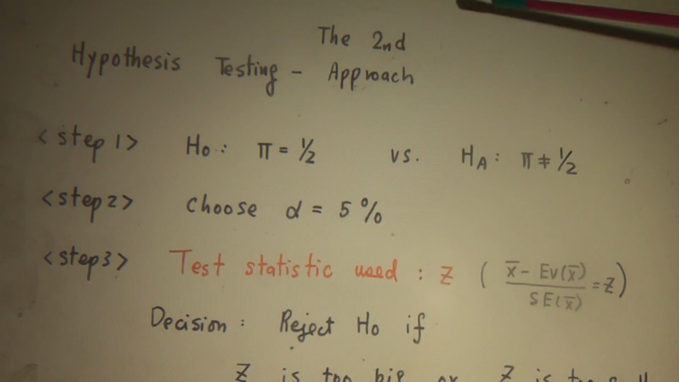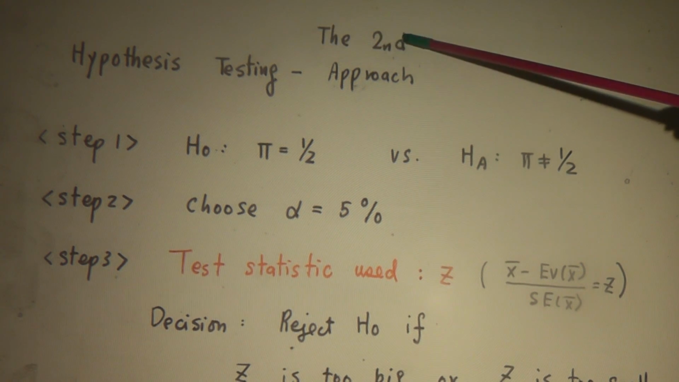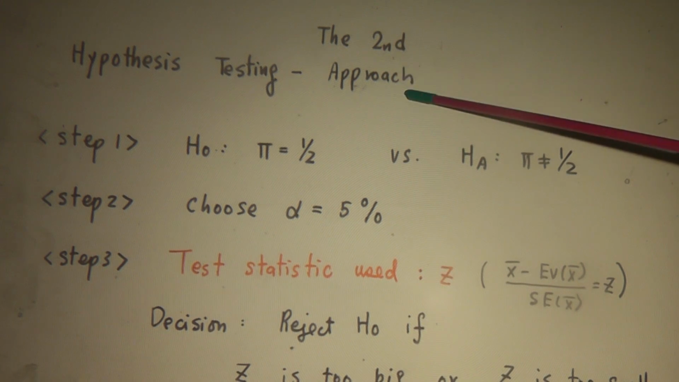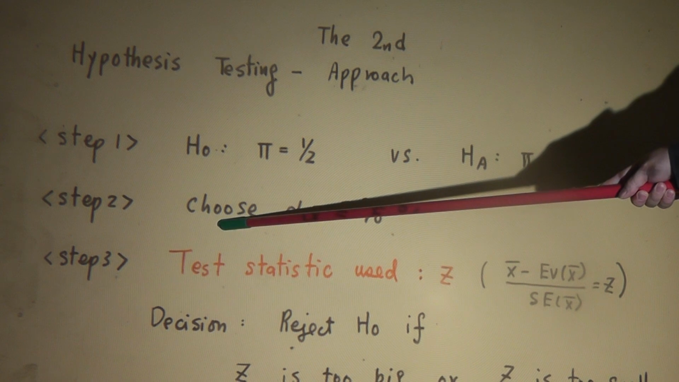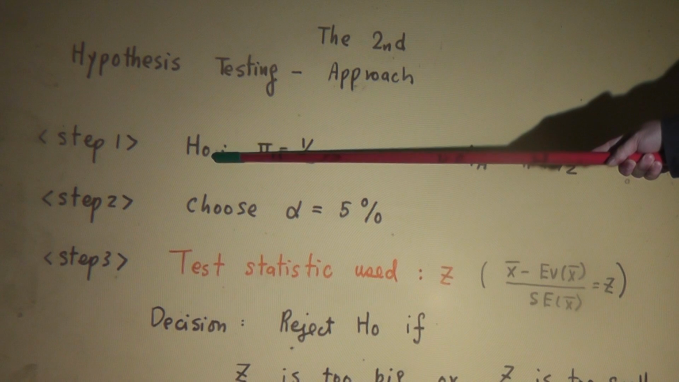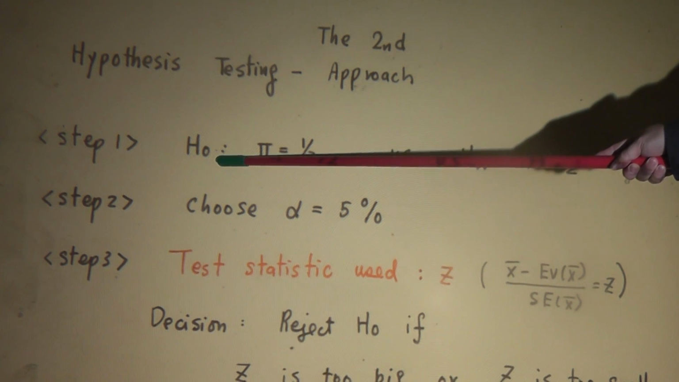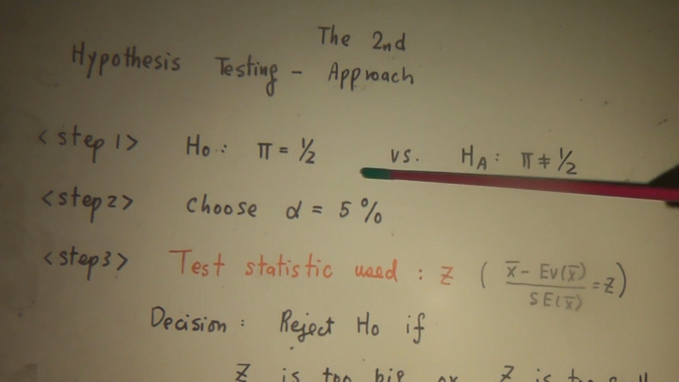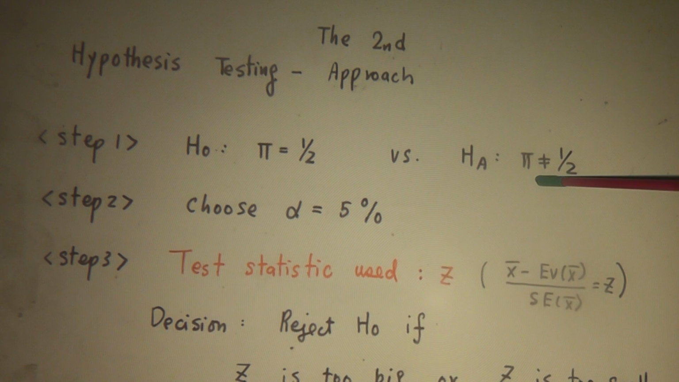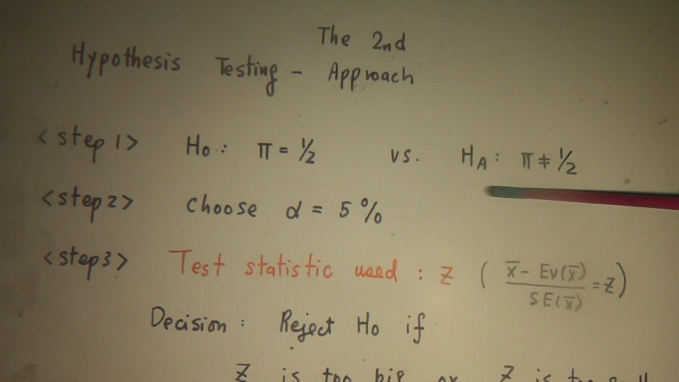Now, let's look at the second approach of doing hypothesis testing. Steps 1 and 2 are just like those steps in the first approach. In step 1, we set up the hypothesis. Again, H0, the null hypothesis, is pi equal to 50%, against HA, where we pick pi not equal to 50%. A two-sided alternative. This is what we picked in the first approach.